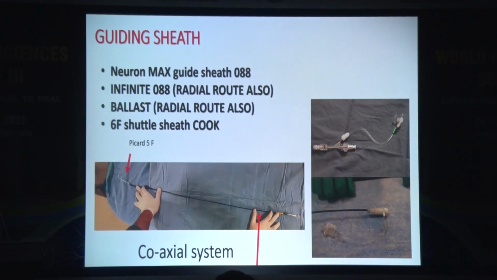So this is a basic assembly. This is a coaxial assembly which we use after placing an 8 French sheath, the Neuron Max and the Picard catheter, or any guiding sheath or any arterial sheath which is around 6 French. But to place an EPD or to place a stent, we need to have a guiding sheath with an inner diameter of at least 0.87, more than 0.87.